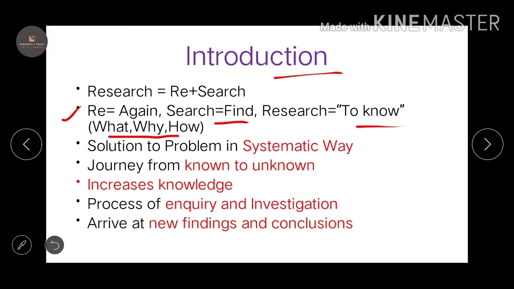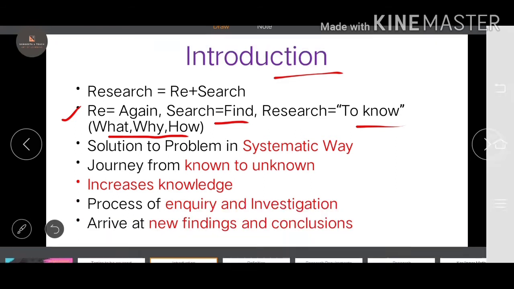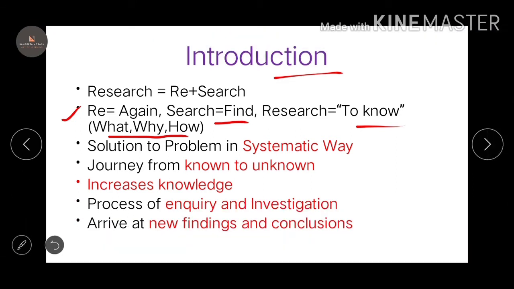So what is the problem? Why has this problem occurred? And how can I solve this problem? These are the different kinds of questions that fall under research. When you are doing a research, you ask yourself what is the problem, why, and how can I solve this problem. These are the basic questions when you are doing a research. So it is getting a solution for a problem in a systematic way. So it is not just getting a solution, but it has to be done in a systematic way.